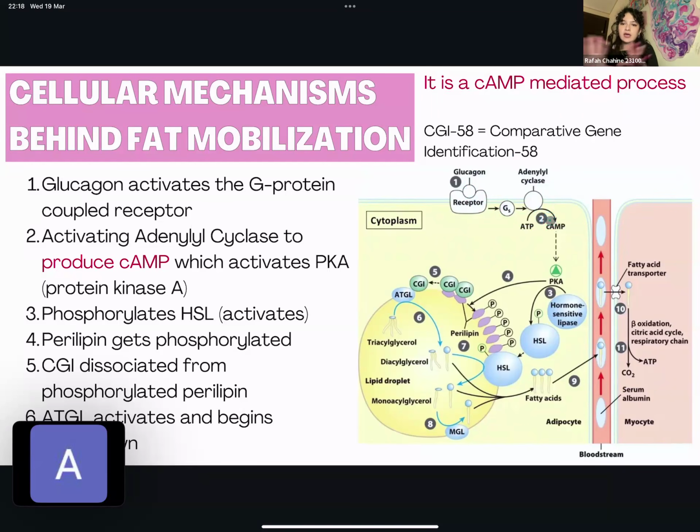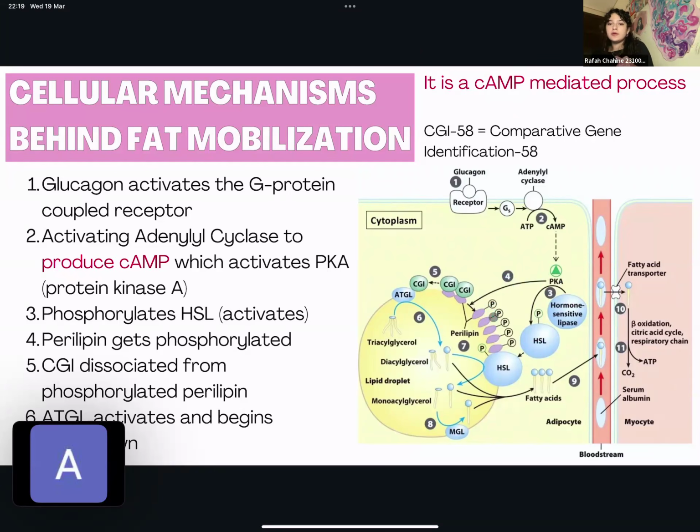Okay? Now, in step number 2, adenylyl cyclase is going to convert ATP into cyclic AMP, which is how we know this is a cyclic AMP mediated process. And this cyclic AMP will go and activate PKA or protein kinase A. Okay? Now, protein kinase A will do 2 things, which are step number 3 and step number 4. In step number 3, protein kinase A is going to phosphorylate or activate hormone-sensitive lipase. Okay? Now, in step number 4, it will go and phosphorylate perilipin.